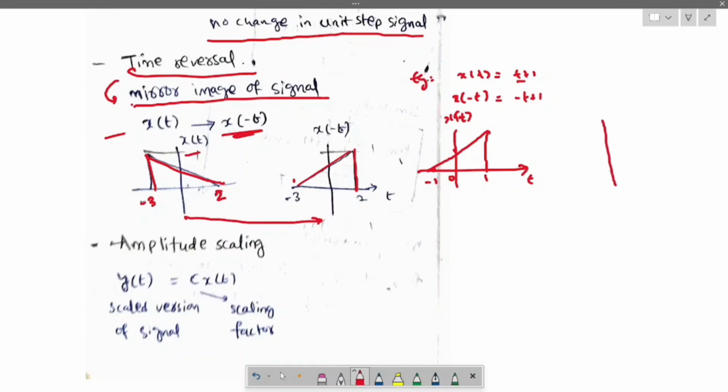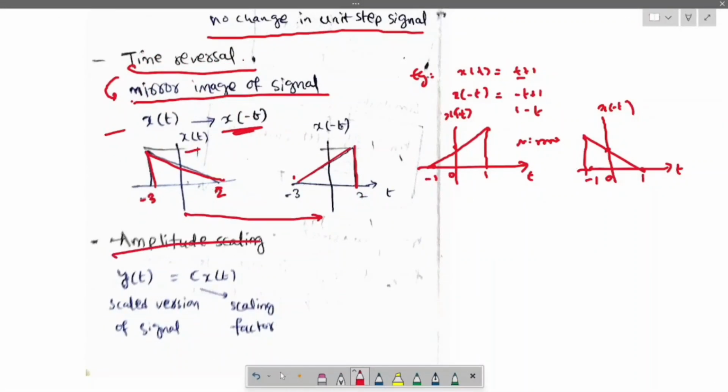Now x of minus t will be minus t plus 1. Same, x of minus t, t, 0, 1, let us take. So minus 1, minus into minus plus, so it is 2. For the 0 it will be 1. For the 1 it is 0. So see here, the graph will be the mirror graph. I hope you got the idea on time reversal.